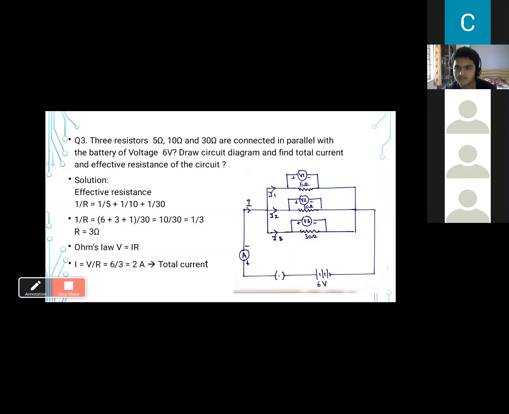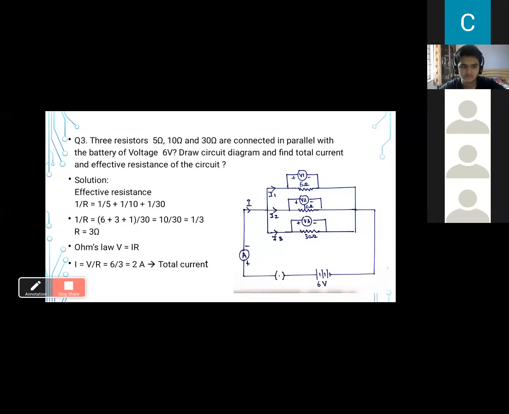Ma'am, is there a relation like the total resistance in a parallel circuit is always lesser than all the resistances individually? Yes, the total resistance will always be less than the smallest individual resistance, because we are adding the reciprocals of all the resistances here. And in the series case, the effective resistance is greater than all the resistances. Clear?